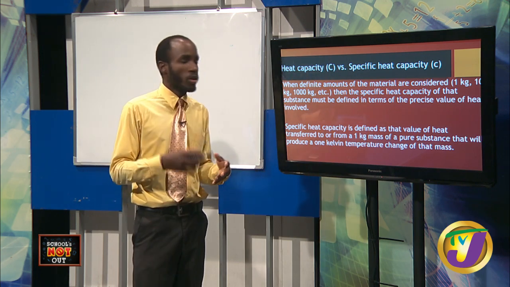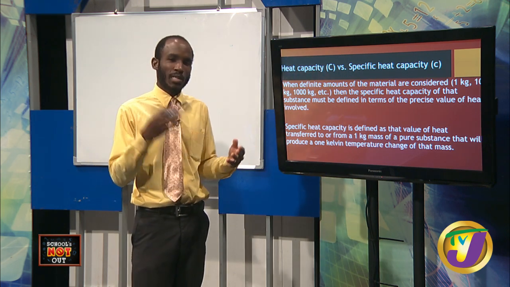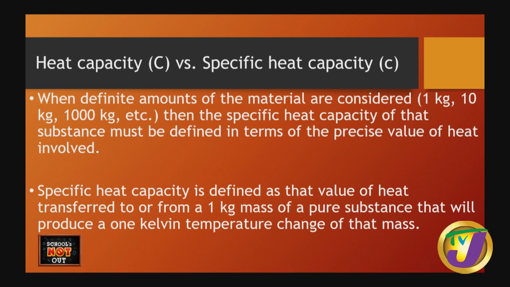So when you're looking at the specific amount of the material, then you're looking at specific heat capacity. The difference between the two is that one looks generally at the material, the other looks at a specific amount of the material, which is of course the mass, and it is typically taken as 1 kilogram.